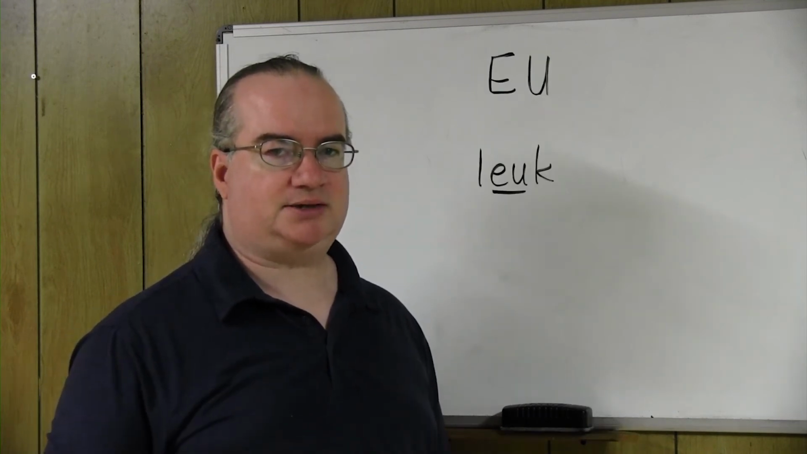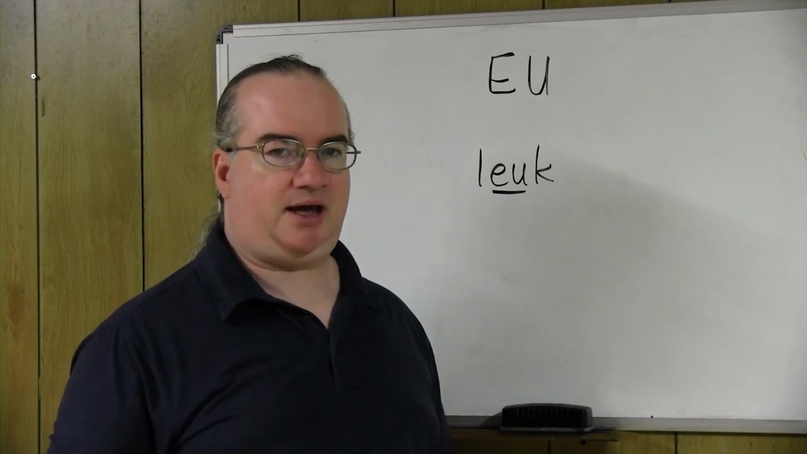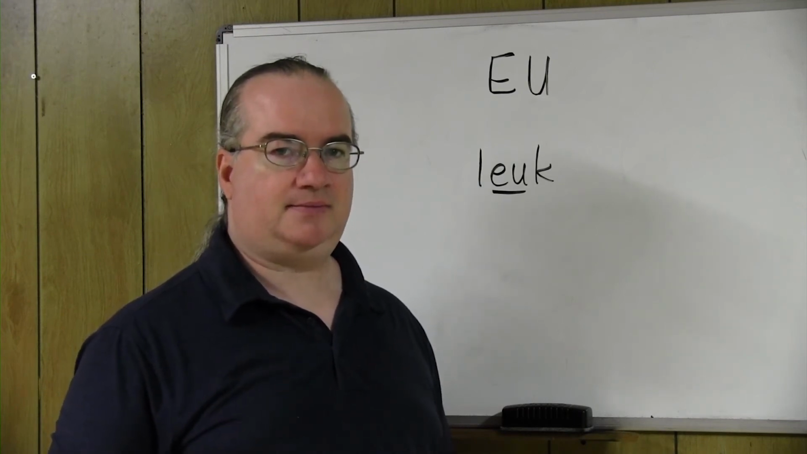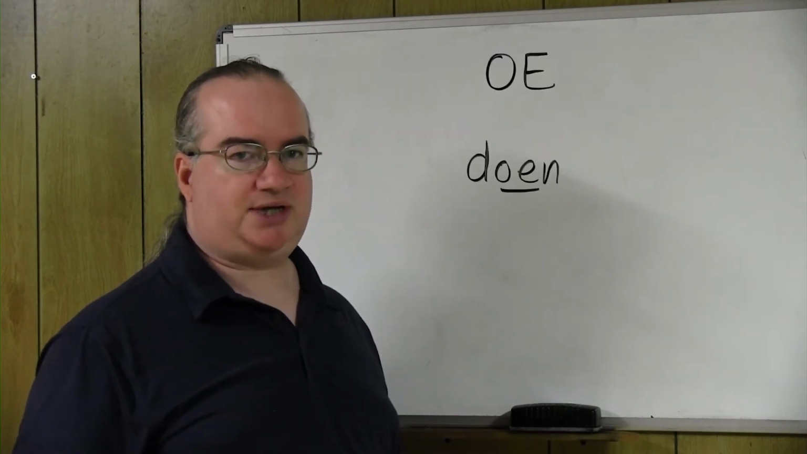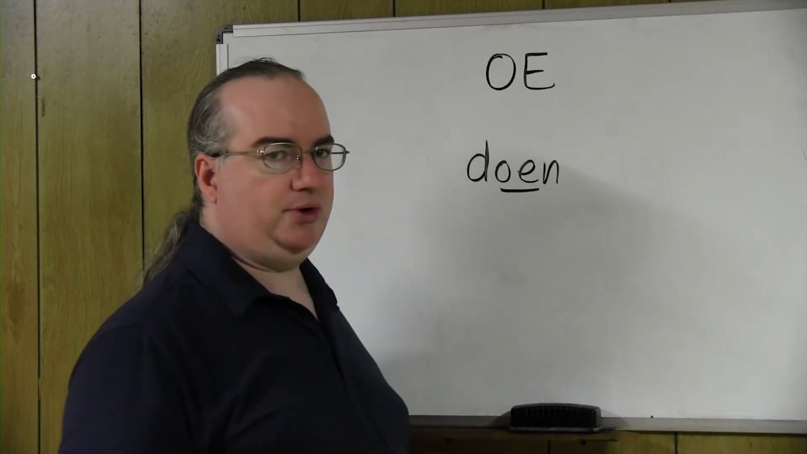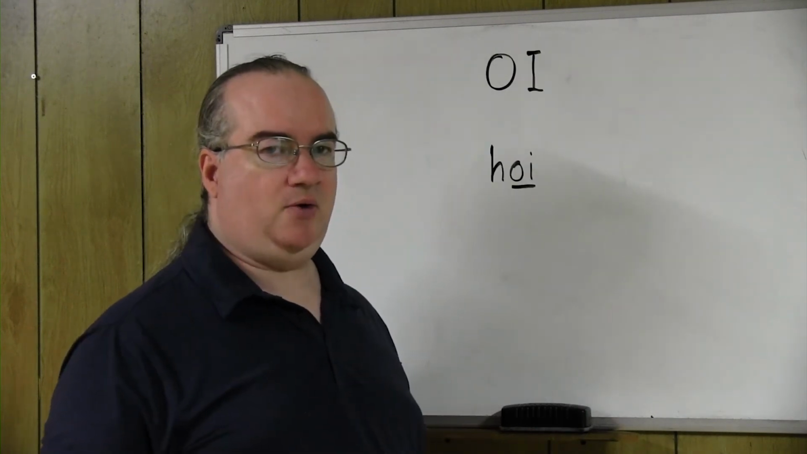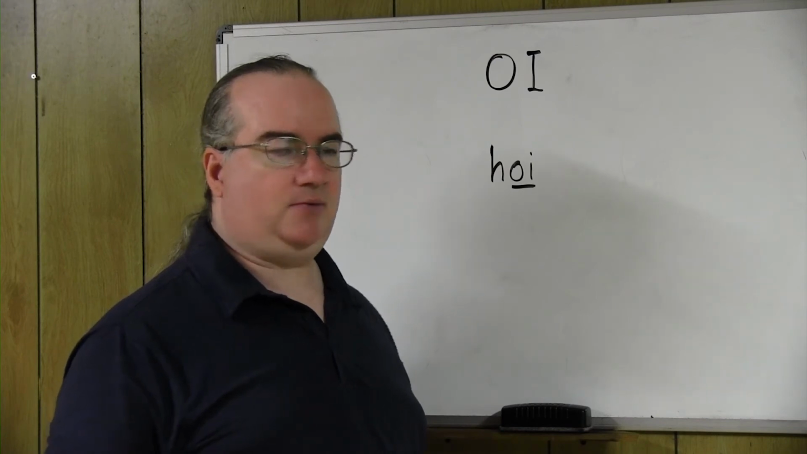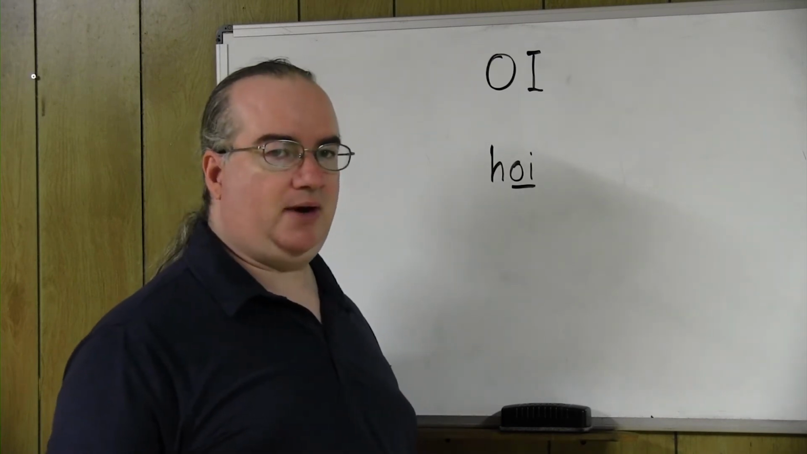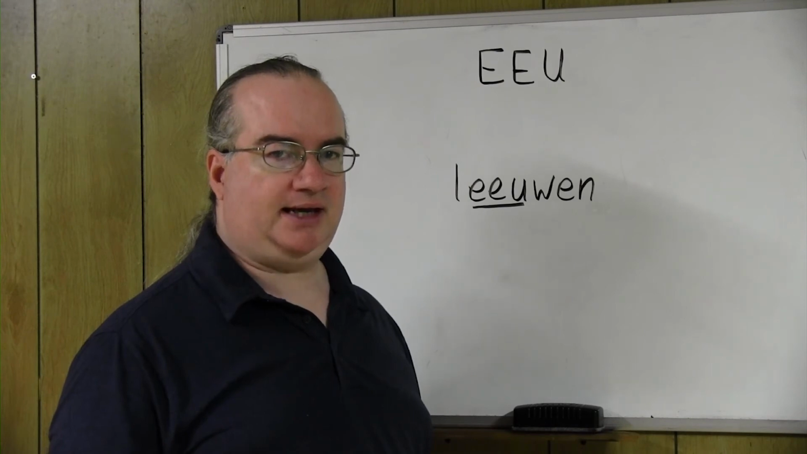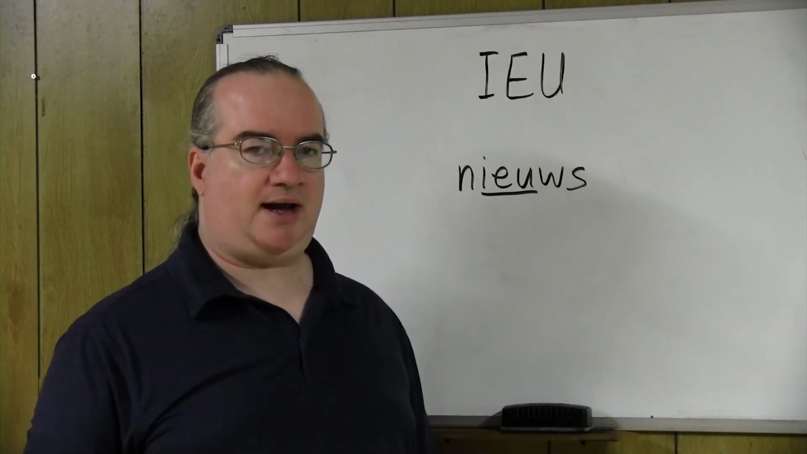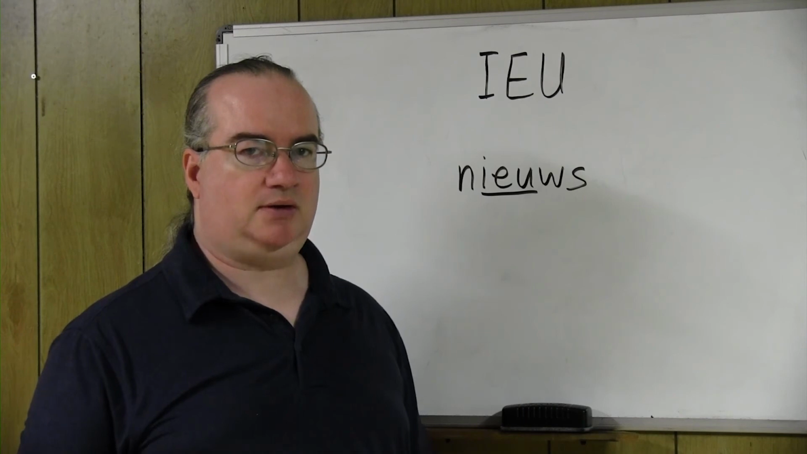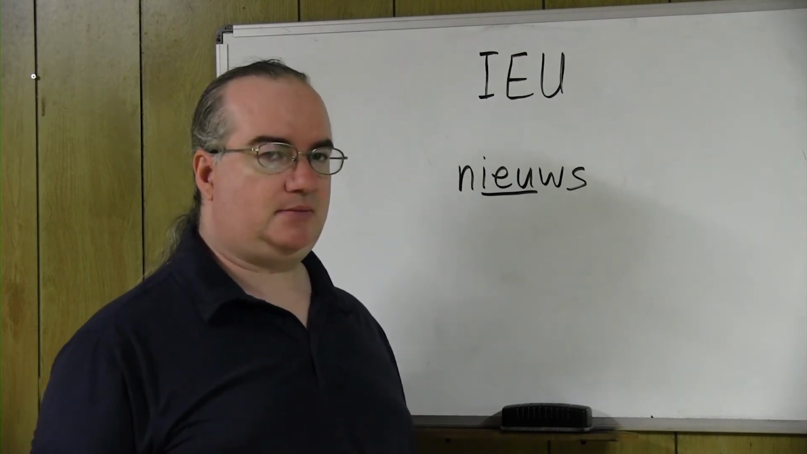The EU blend is also kind of a hard one. It's pronounced ow, as in leuk. Leuk. The OE is super easy, just like the oo sound in English, like in doen. The OI is also very easy, as in the word hoi. Hoi. The EEU blend is pronounced eeuw, like in leeuwen. Leeuwen. The IEU blend is pronounced eeuw, like in the word nieuws.